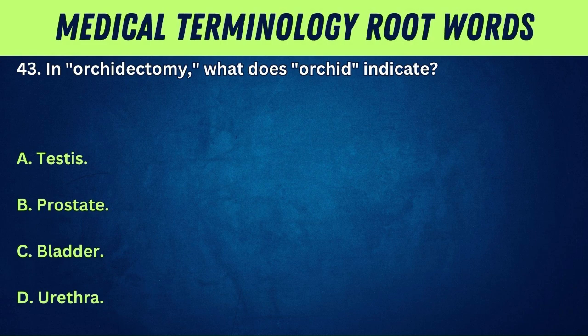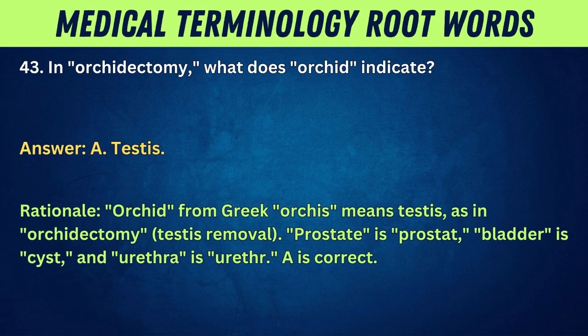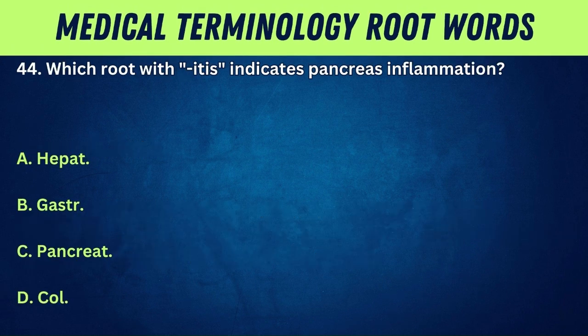43. In orchidectomy, what does orchid indicate? A. Testis. B. Prostate. C. Bladder. D. Urethra. Answer: A. Testis. Rationale: orchid from Greek orchis means testis, as in orchidectomy, testis removal. Prostate is prostat, bladder is cyst, and urethra is urethr. A is correct.